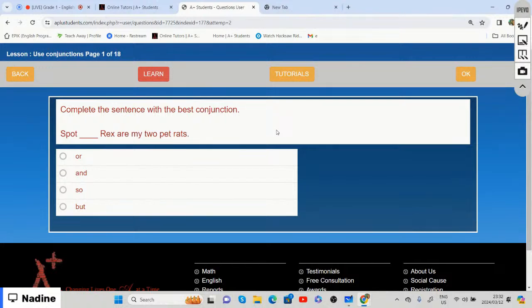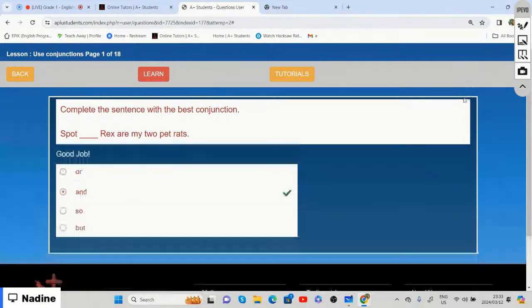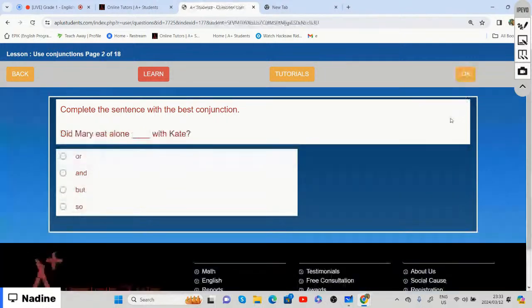All right, so we can say Spot. Yes, so Spot and Rex. Wonderful. Spot and Rex are my two pet rats. It's not just Spot, it's not just Rex, but both of them, which means that we use the word and to put these two words together. So Spot and Rex are my two pet rats. So we're going to use the word and. Well done, well done. And is correct. So well done.